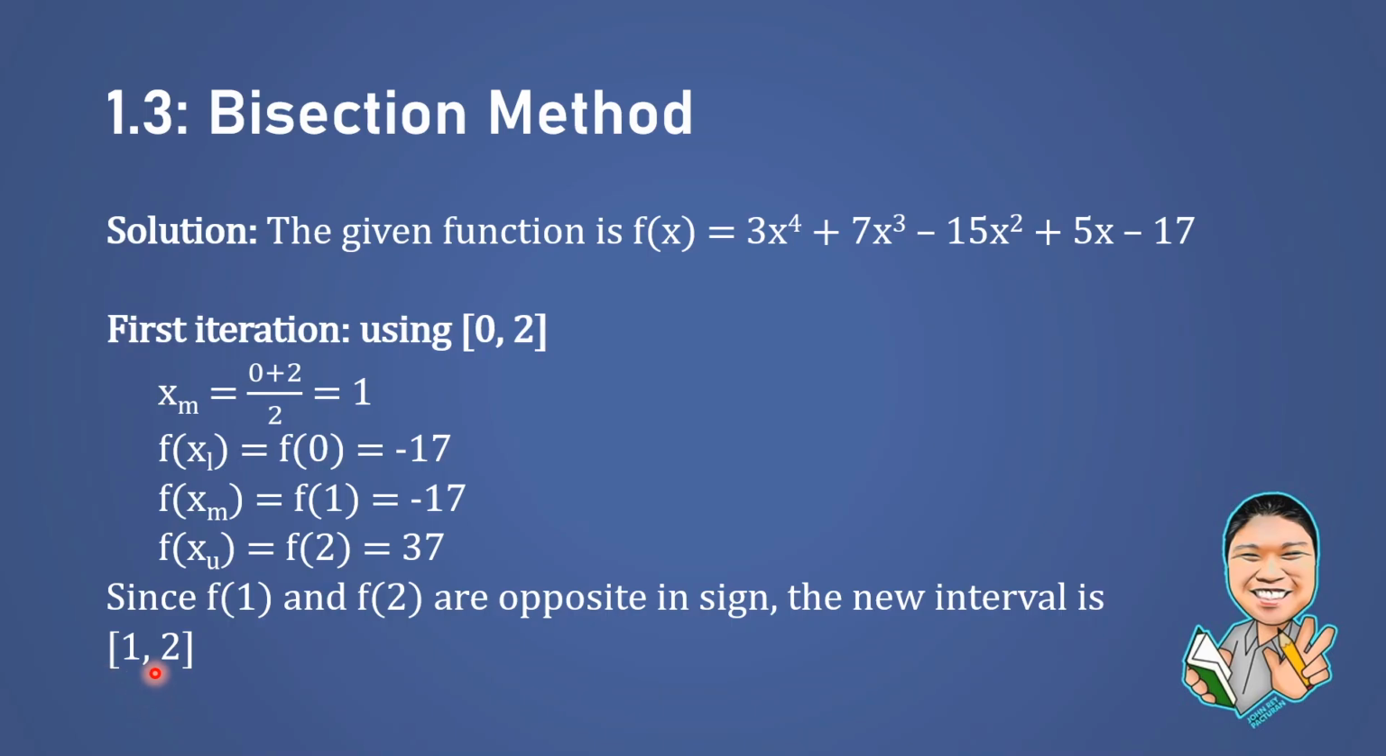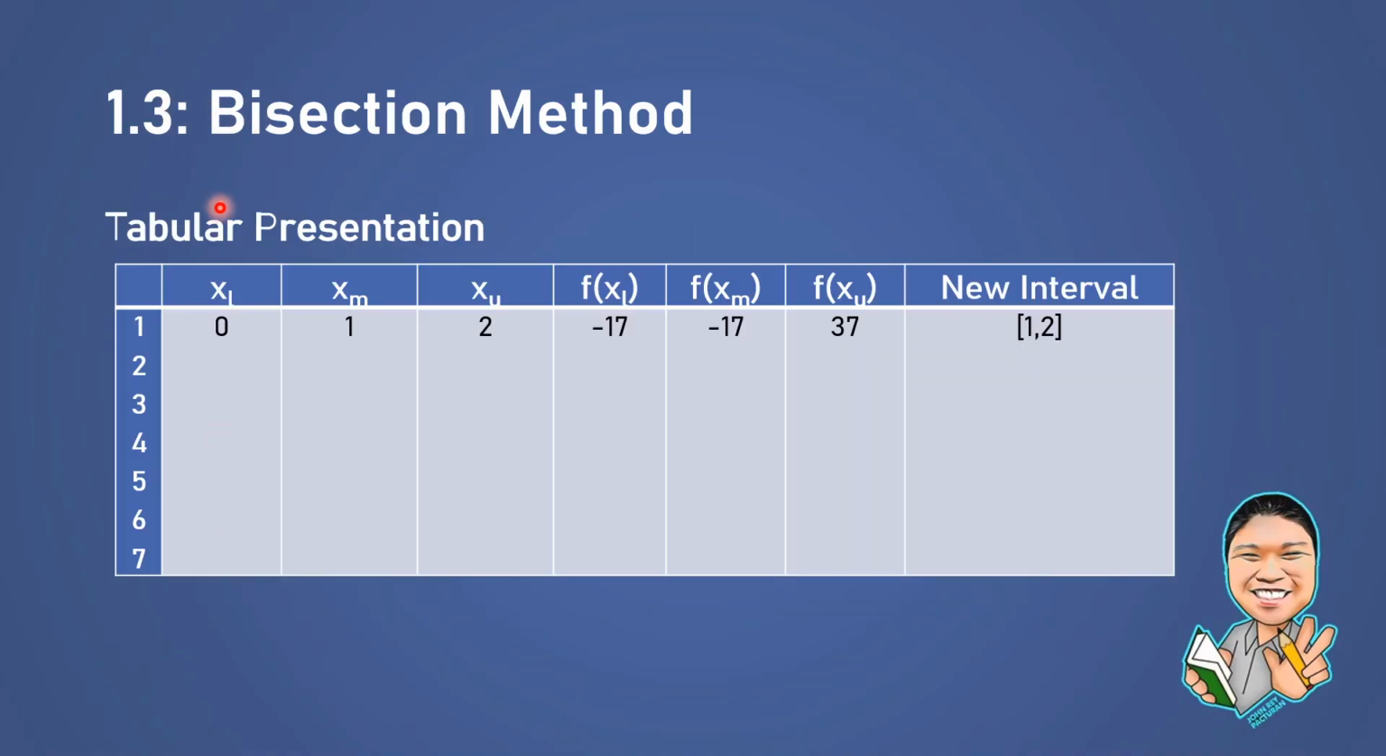But as I said, having a tabular solution is very helpful. Here it is. For the first iteration, x sub L is 0, x sub M is 1, x sub U is 2. Then, I already computed these for you. All you need to do is see where the sign changes, and that is the correct interval. Between negative 17 and 37, opposite signs, therefore 1, 2. So, this is our first iteration.